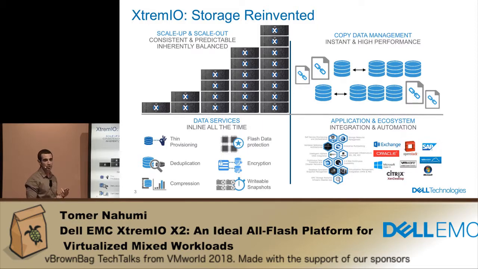2 active storage controllers with 18 drives, and then if you need more capacity, you can scale up by adding more disks in packs of 6, up to 72 drives. If you need more performance, you can add more X-Bricks, up to 4 X-Bricks for X2 and up to 8 X-Bricks for X1.